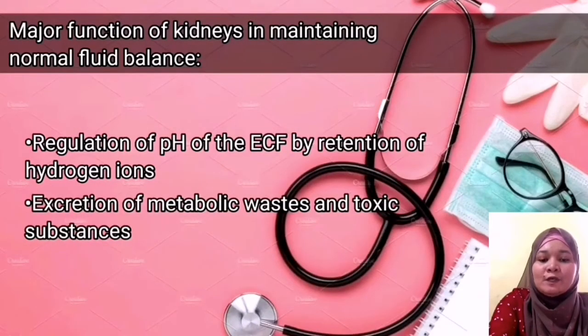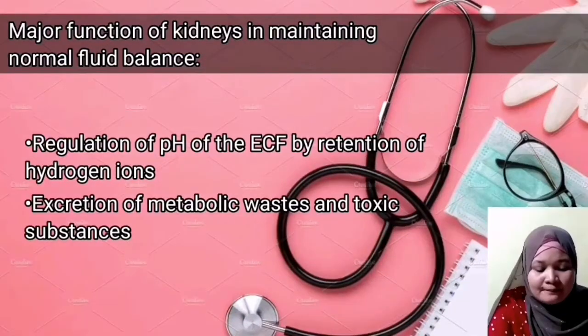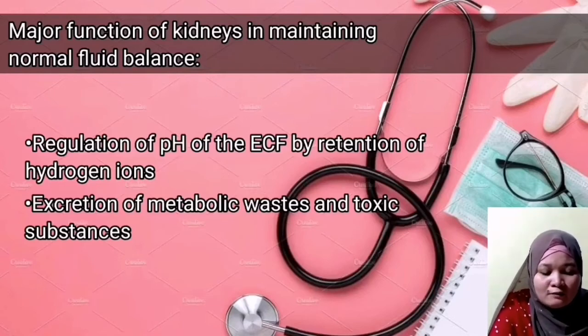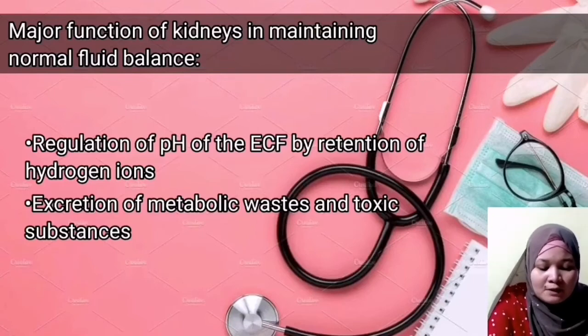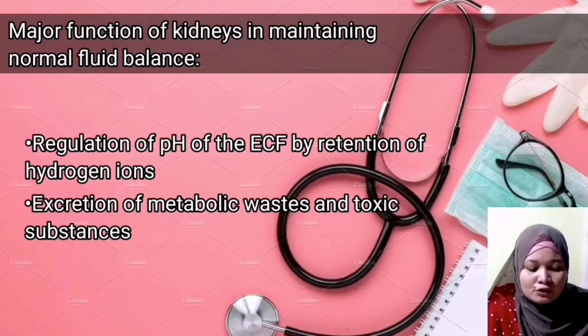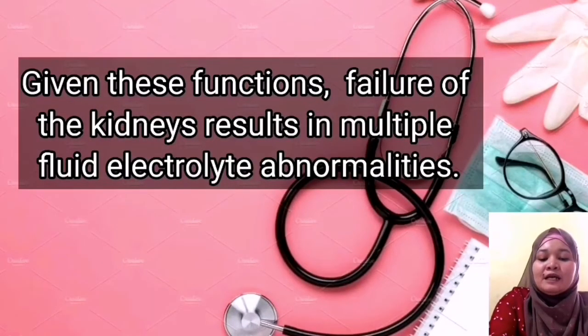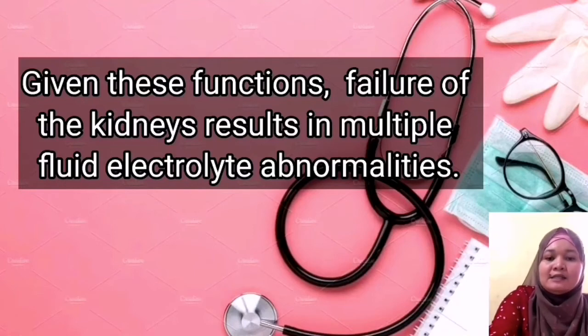Excretion of metabolic waste and toxic substances. Metabolic waste or excrement are substances left over from metabolic processes such as cellular respiration, which cannot be used by the organism. They are surplus or toxic and must therefore be excreted. These include nitrogen compounds, water, CO2, phosphate, sulfate, etc. So, given this function, failure of the kidney results in multiple fluid and electrolyte abnormalities.